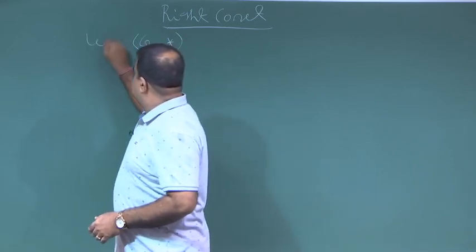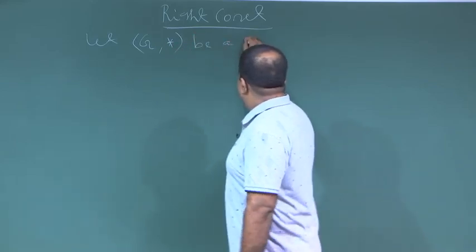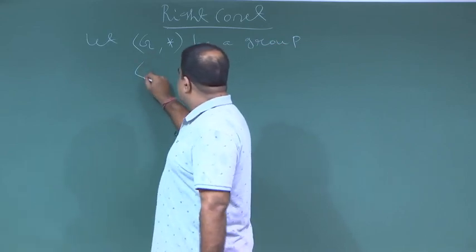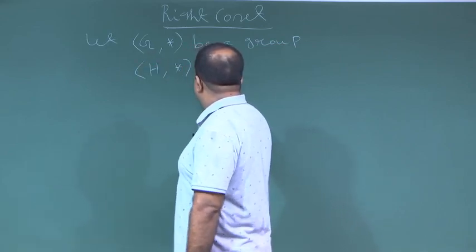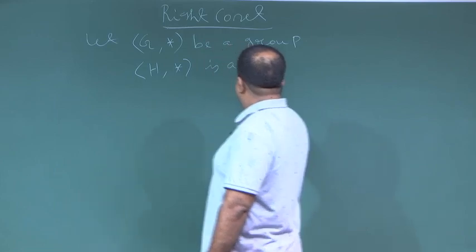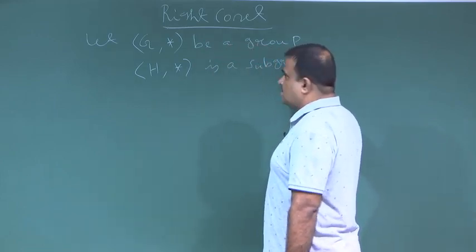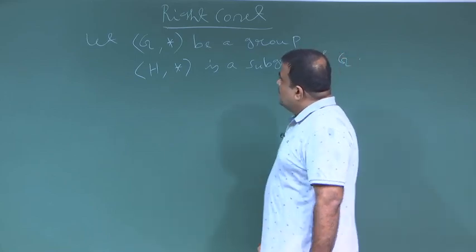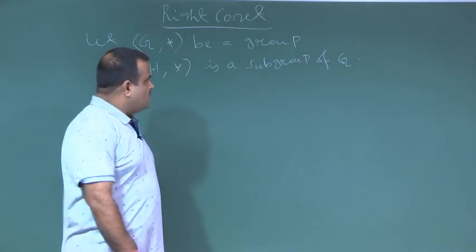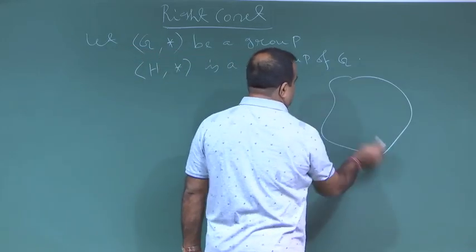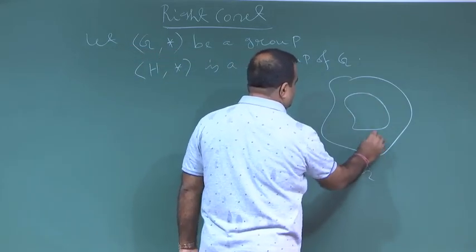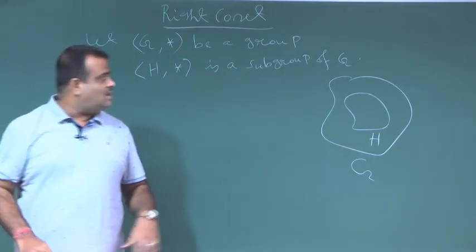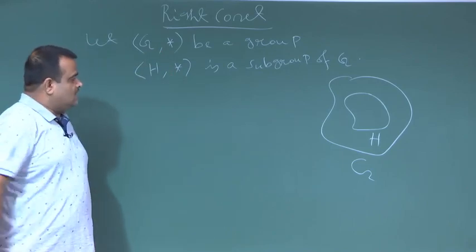Let G be a group, and H is a subgroup of G. So, these are all non-empty. Okay. So, H is a subgroup of G. We have a group G and we have a subgroup H, which is a subset and happens to be a group again with the same operator star.